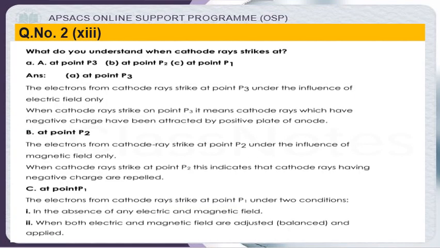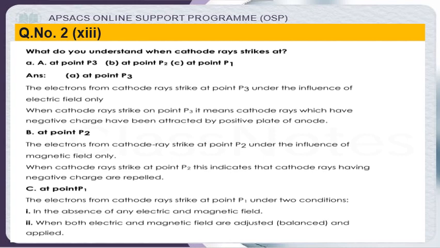Okay. Now the next one is question number 13, where a diagram is given and you have to find out what happens. Let's look at the diagram and the deflection of the cathode rays. What do you understand when cathode rays strike? Now look at the diagram very carefully.